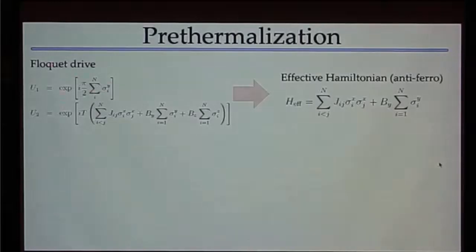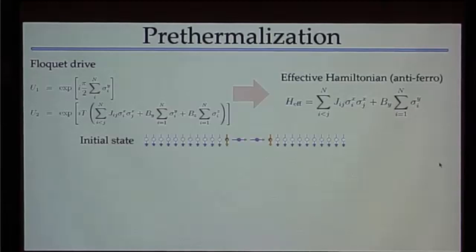We basically have a perfect pi pulse, as perfect as we can do it in the lab, and then we apply this long-range Hamiltonian with mixed transverse field, both in the y and z direction. So the effective pre-thermal Hamiltonian, if this works, is actually this transverse field Ising model.